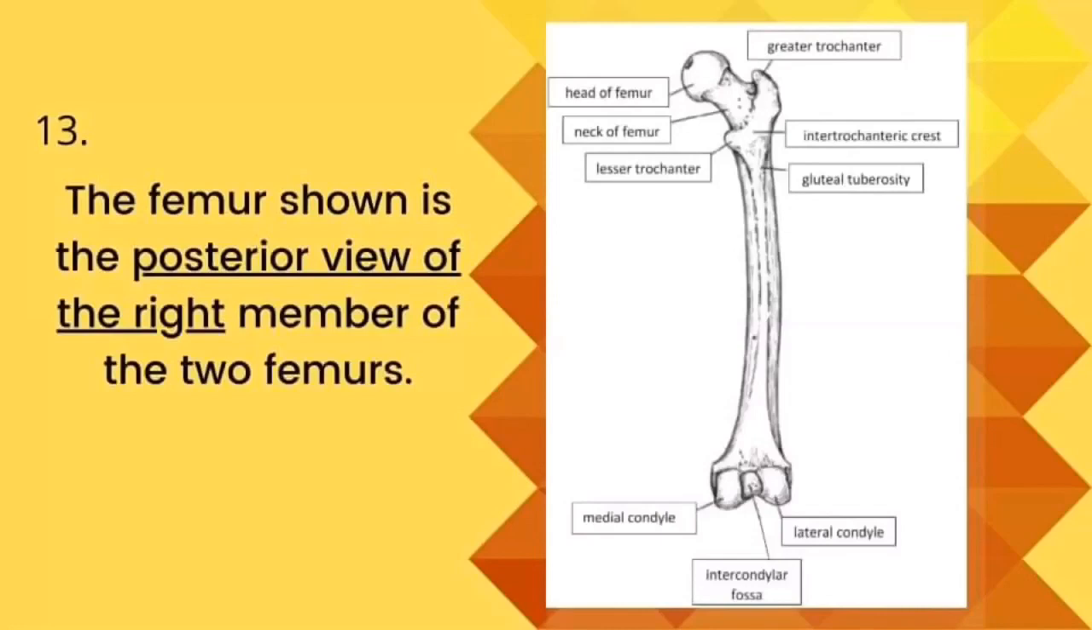Next is the gluteal tuberosity. It is the lateral ridge above the linea aspera on the posterior surface of the femur. It extends the hip and laterally rotates the femur at the hip joint.